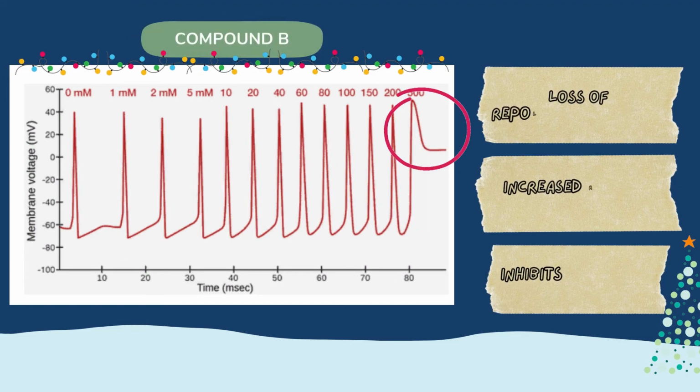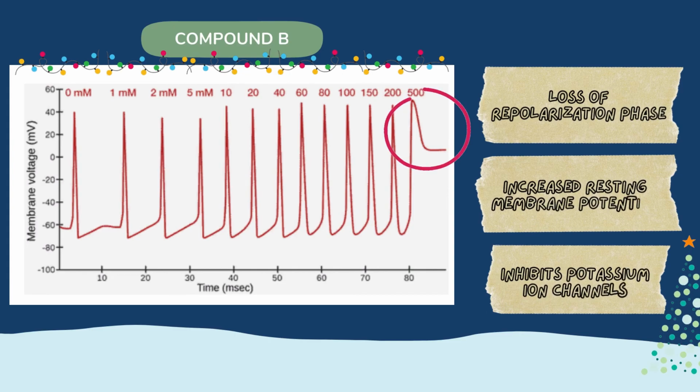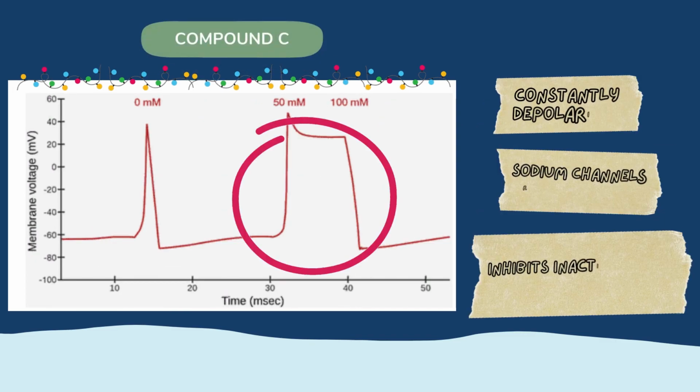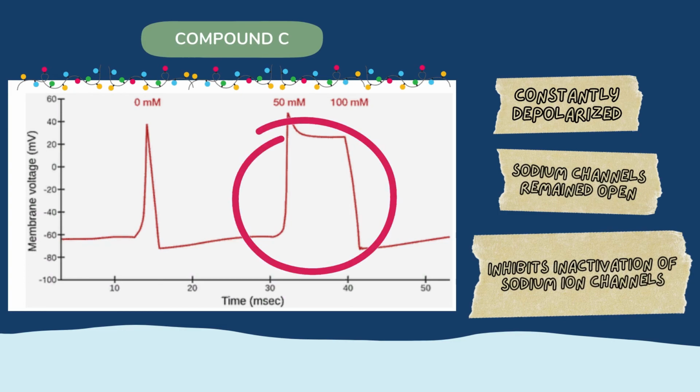For compound B, it can be observed that increasing the concentration reduces the repolarization phase and also increases the resting membrane potential. Since we know that potassium ions are involved in repolarization, drug B may inhibit the potassium ion channels. Lastly, compound C, at high concentrations, stayed constantly depolarized. It does not show a repolarization phase. Therefore, this indicates that the sodium channels have remained open and that compound C inhibits the inactivation of the voltage-gated sodium ion channels.